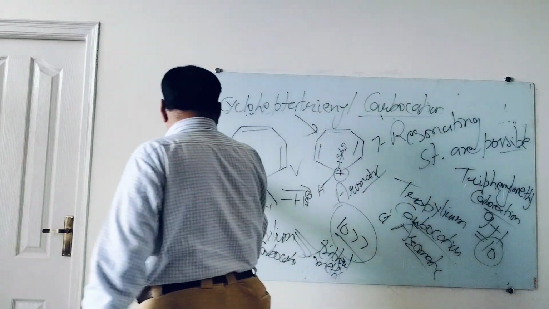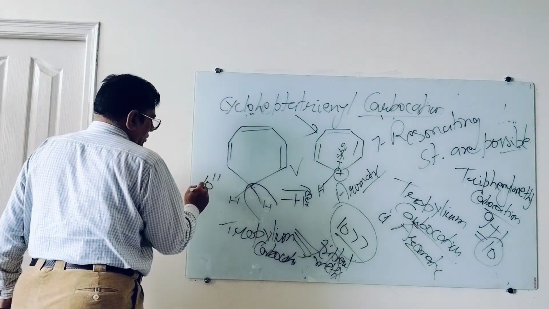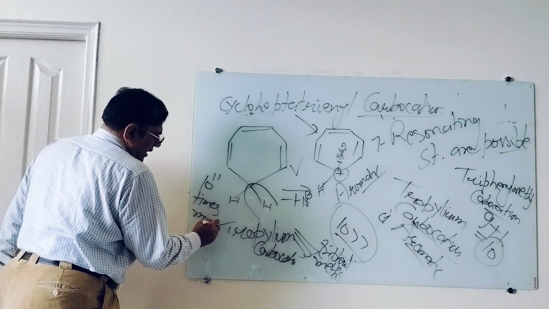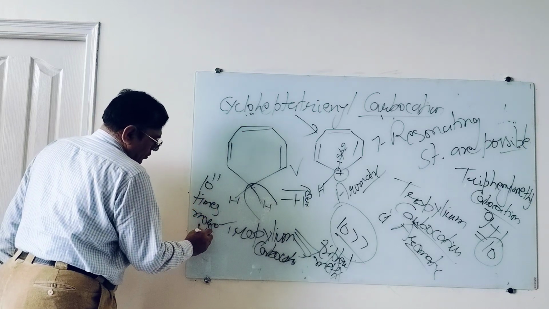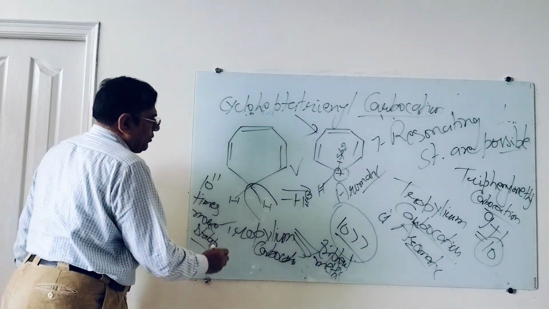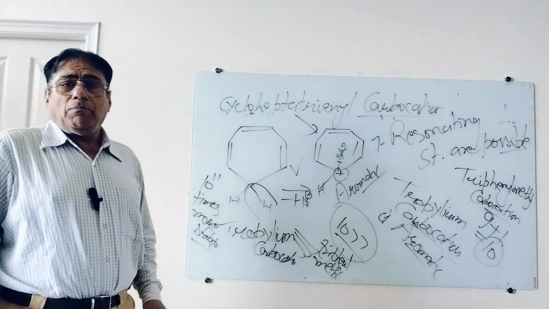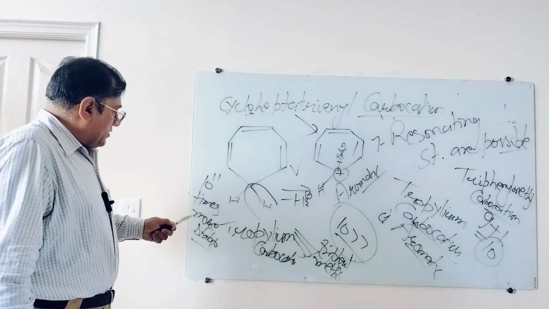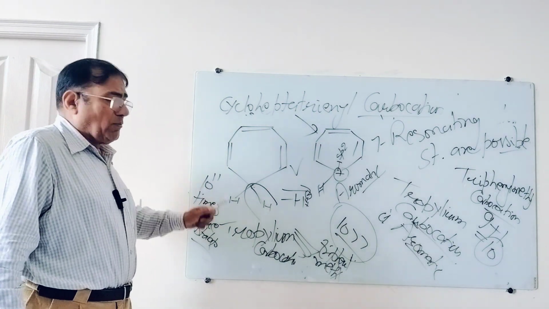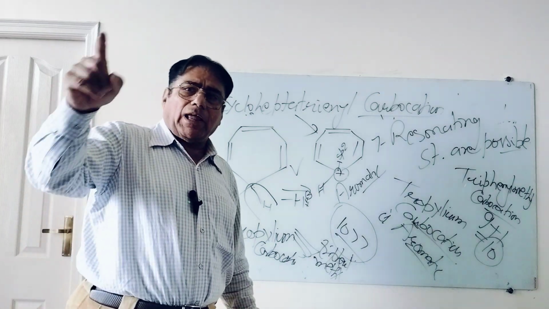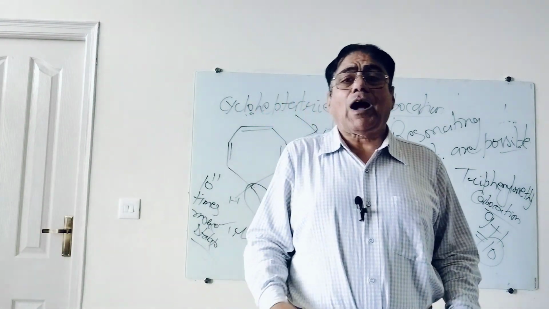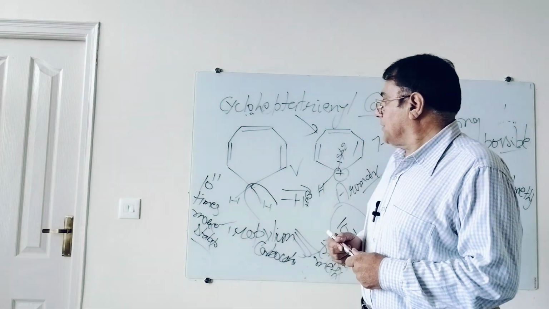If I write the data, it is 10 raised to the power 11 times more stable. Very surprising, 10 raised to the power 11 times more stable. Means the tropylium carbocation, which has 7 resonating structures, is 10 raised to the power 11 times more stable than the triphenyl methyl carbocation, which has 10 resonating structures. Why is this reversed? What is the reason?